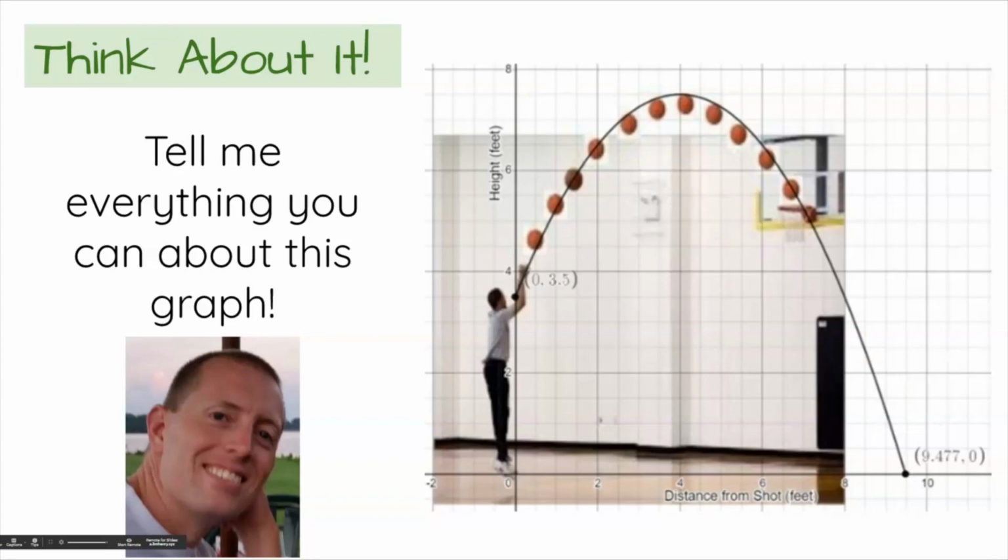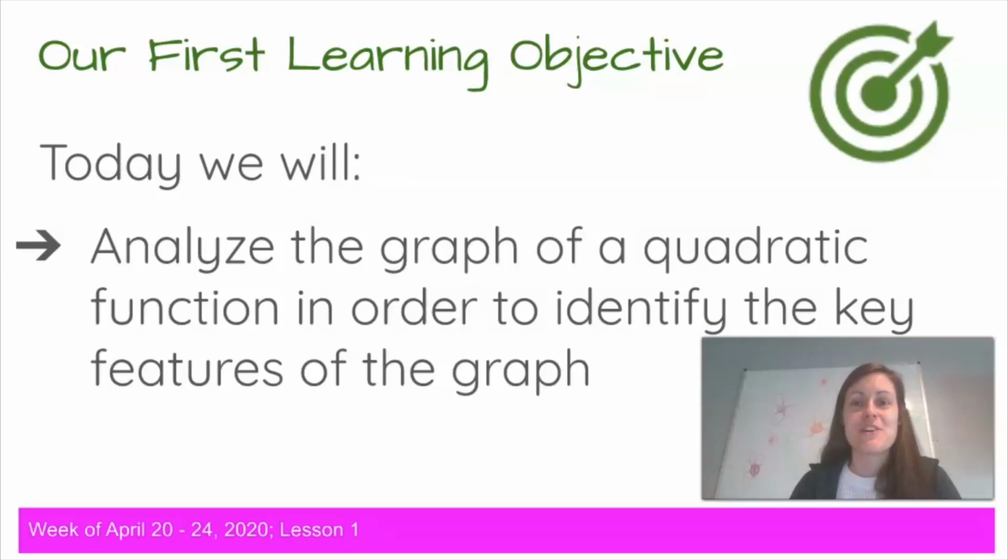Nice. Thanks, Tim. The material covered in this first mini lesson is the same as the material in the print packet for Algebra 1 during the week of April 20th. This is the first lesson. On the screen is our first learning objective for today. Today, we will analyze the graph of a quadratic function in order to identify the key features of the graph.